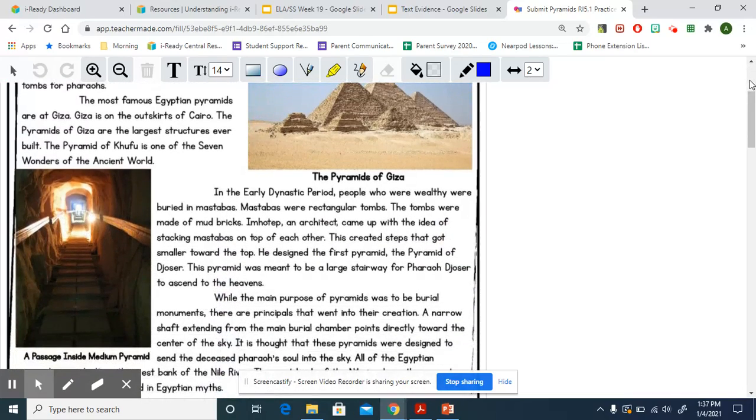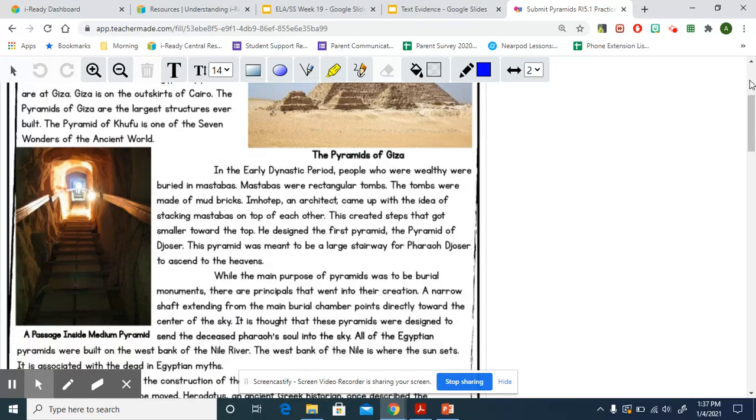In the early dynastic period, people who were wealthy were buried in mastabas. Mastabas were regular tombs. The tombs were made of mud bricks. I'm hoping, again, guys, I may not be getting this right. An architect came up with the idea of stacking mastabas on top of each other. This created steps that got smaller towards the top. He designed the first pyramid, the Pyramid of Djoser. This pyramid was meant to be a large stairway for the pharaoh Djoser to be sent to the heavens.